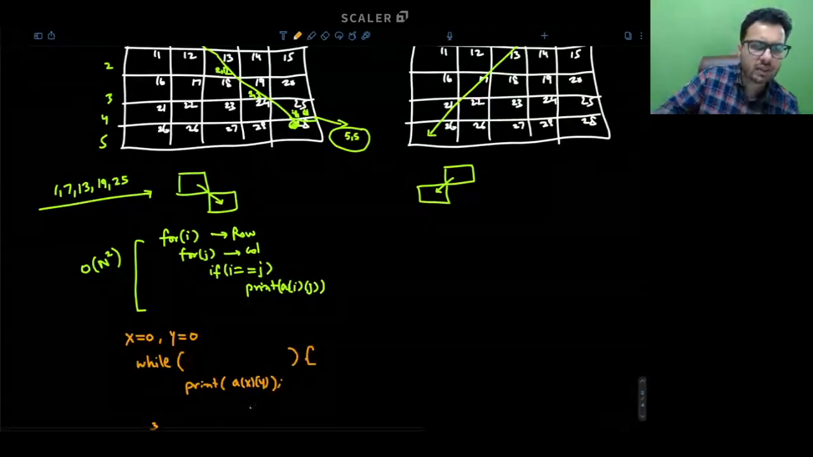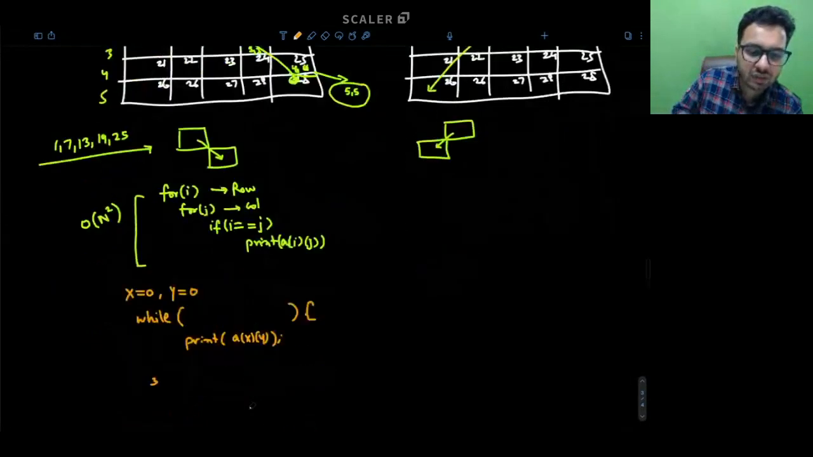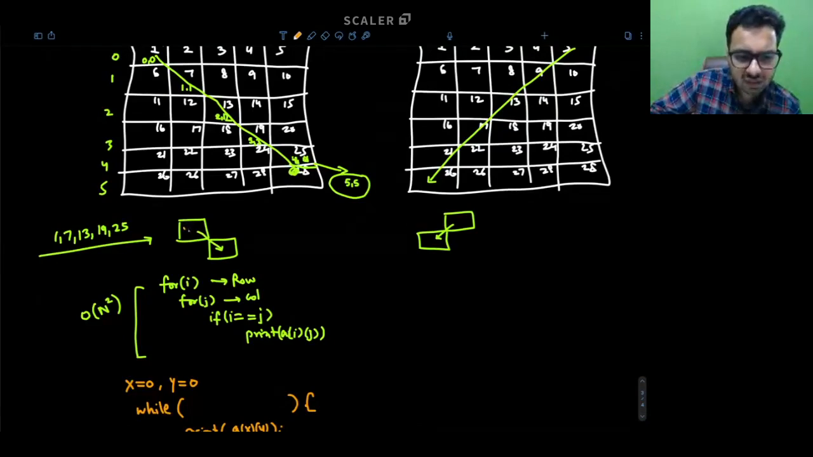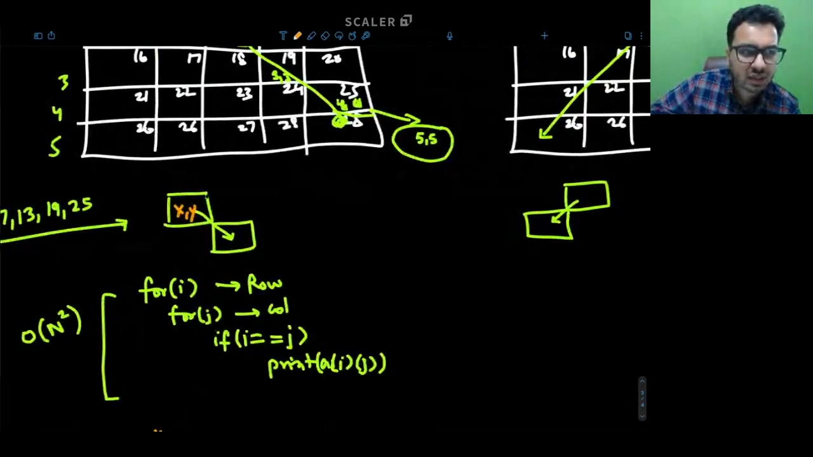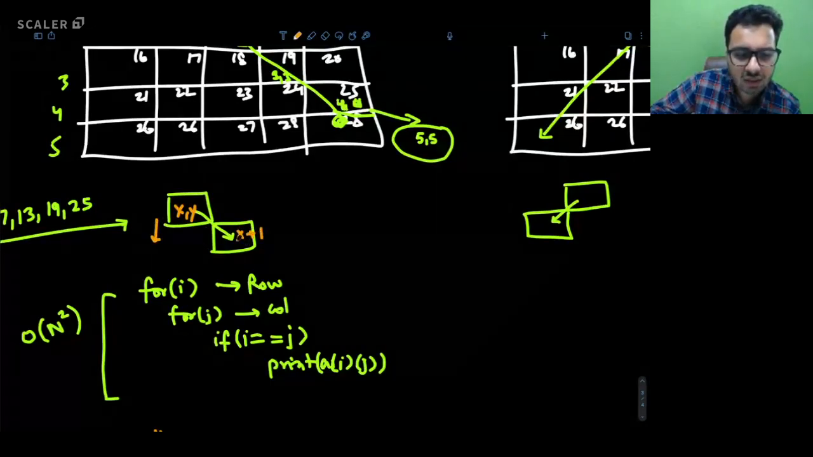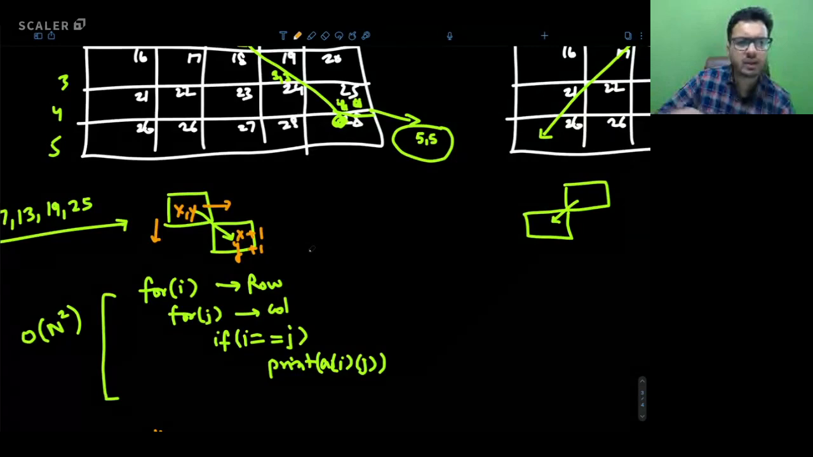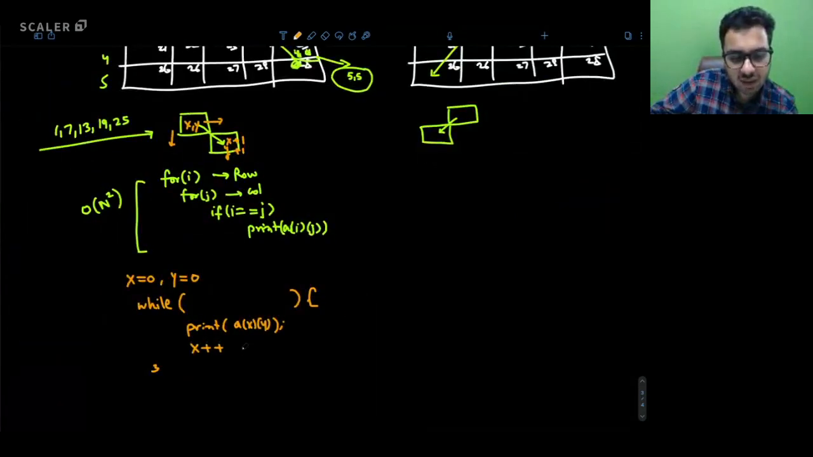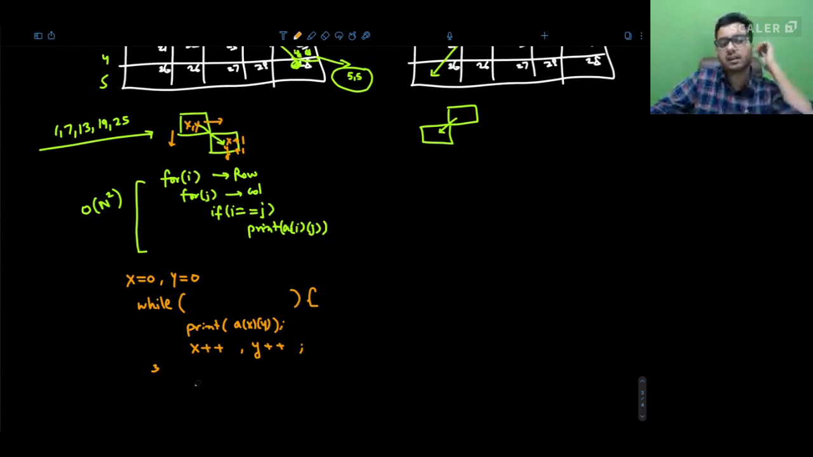And how should I update x? What should be the next value of x? If this is x comma y, what is the next cell where we have to go? So of course x is moving down, so this is x plus 1, and the column is going ahead, so the column is also incremented by 1, y plus 1. So of course we are saying x plus plus and y plus plus. Great. So we updated both x and y.